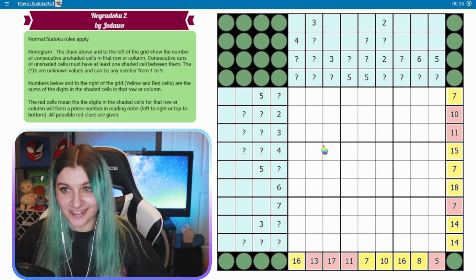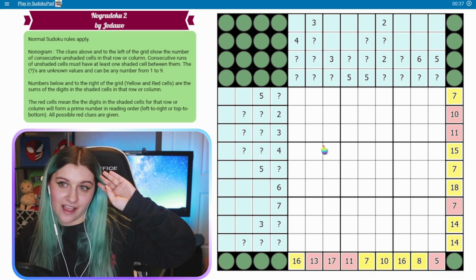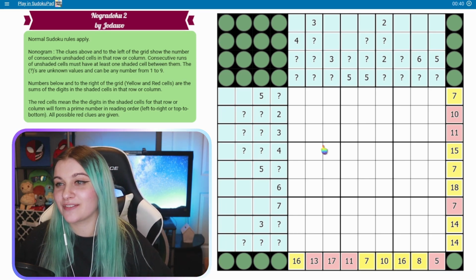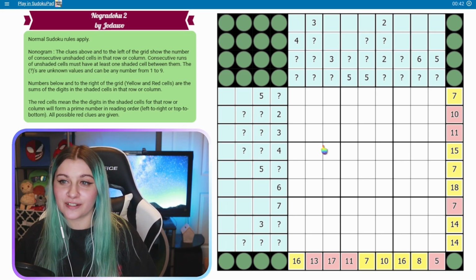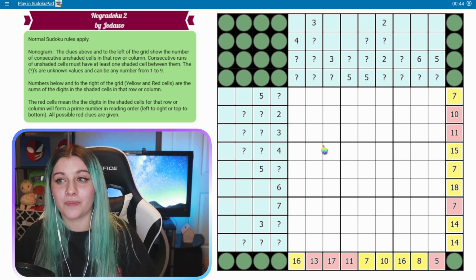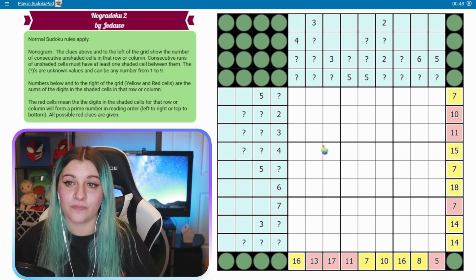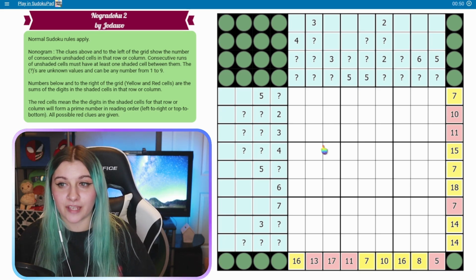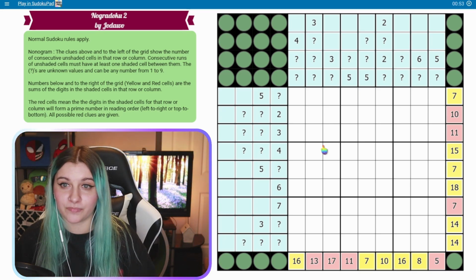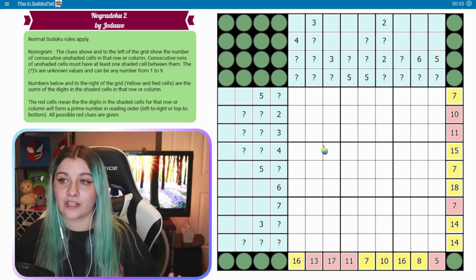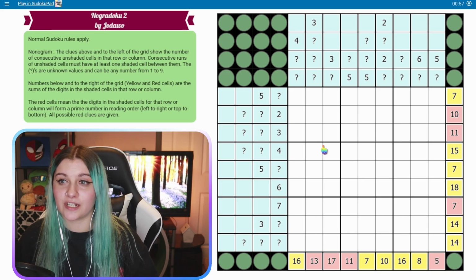We also have nonogram rules, which I love. The clues above and to the left of the grid show the number of consecutive unshaded cells in that row or column. Consecutive runs of unshaded cells must have at least one shaded cell between them. The question marks are unknown values and can be any number from 1 to 9. Okay? So the clues above and to the left show the number of consecutive unshaded cells in the row or column.